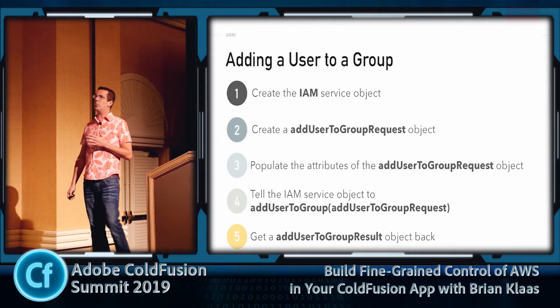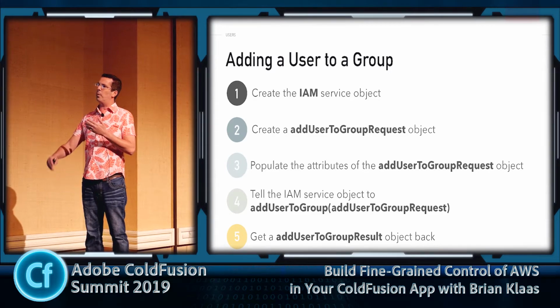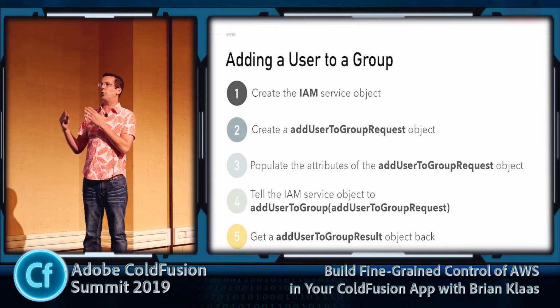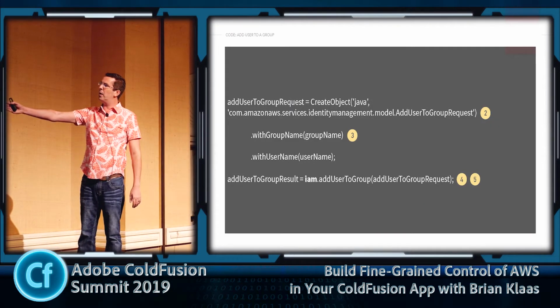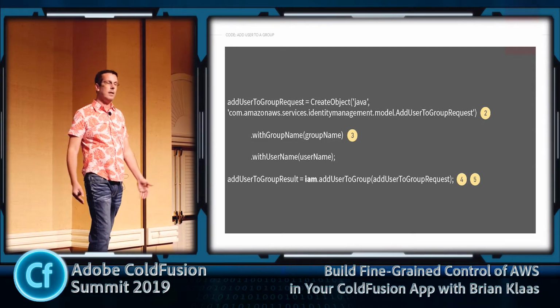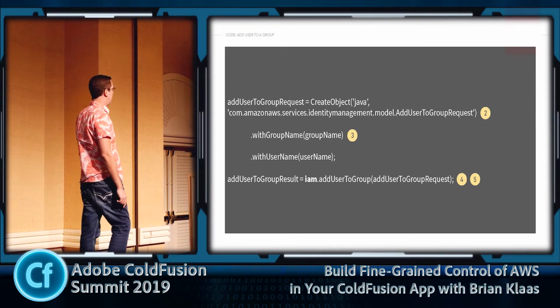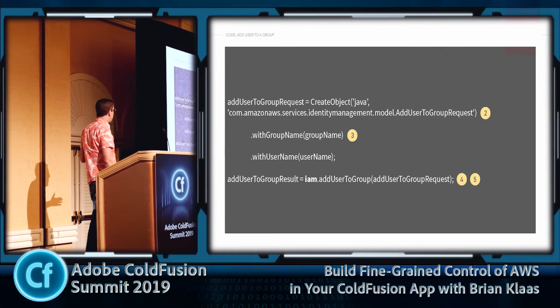So attaching a user to a group, again, we do something called an add user to group request. We populate the attributes of that and tell IAM to add user to group using the add user to group request. Again, here we are in the code. In this case, all we have to do is give their group name and username instead of their ARNs. One of the great inconsistencies inside of AWS's SDKs. But there they are. And then you get that result back.